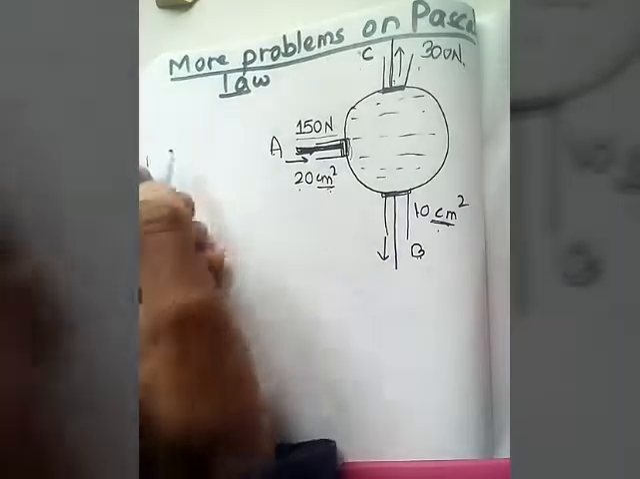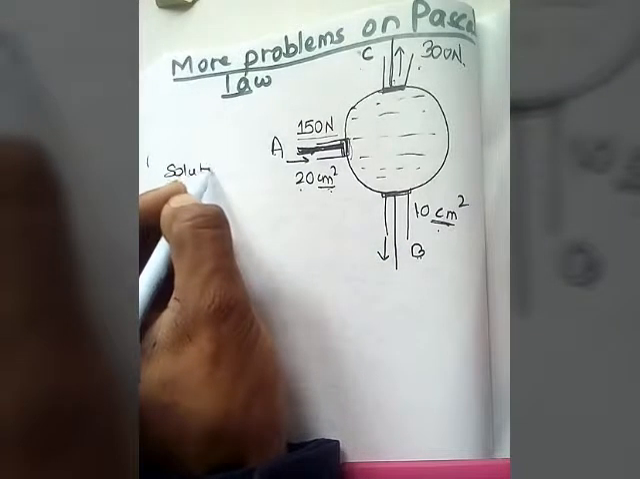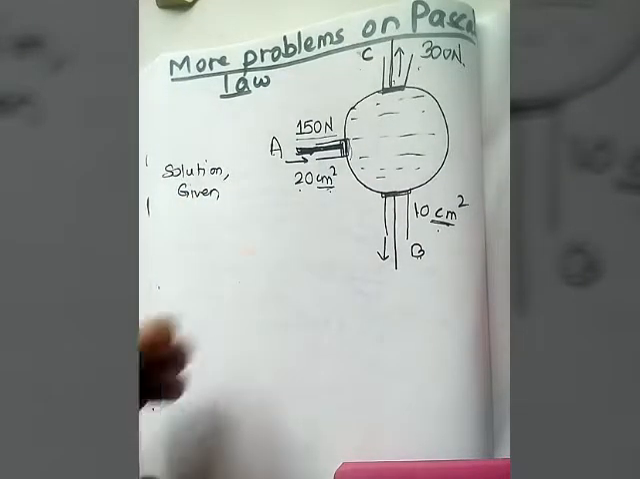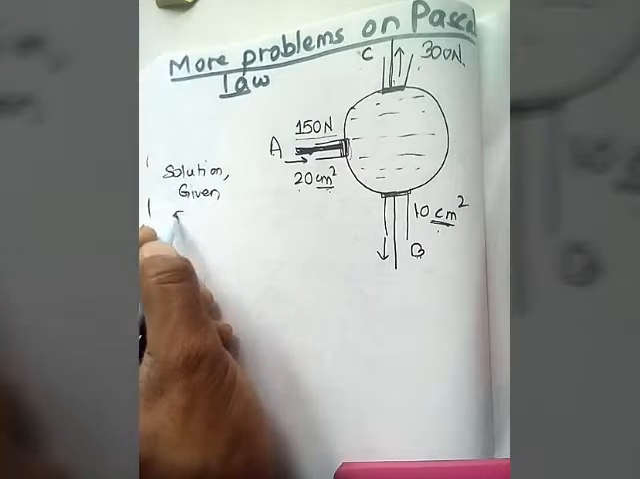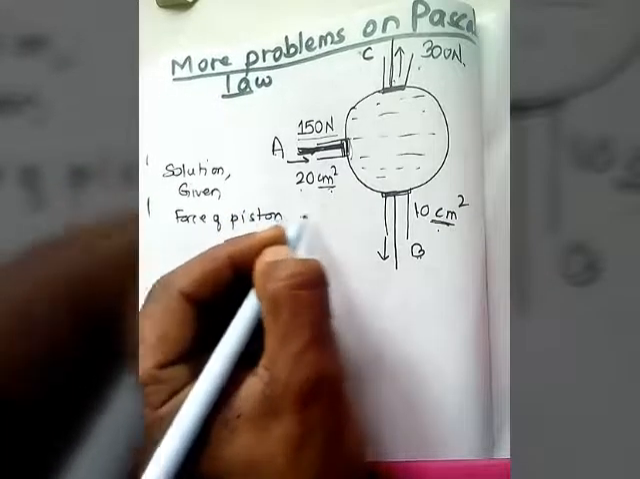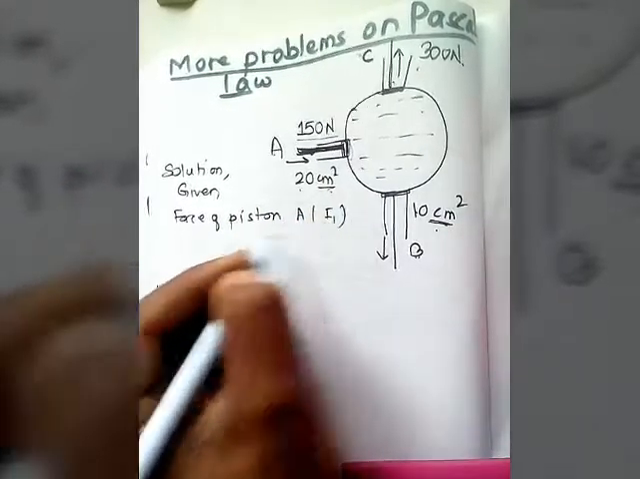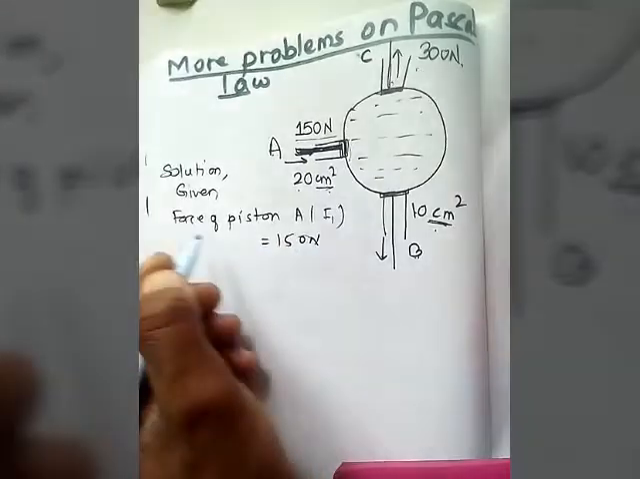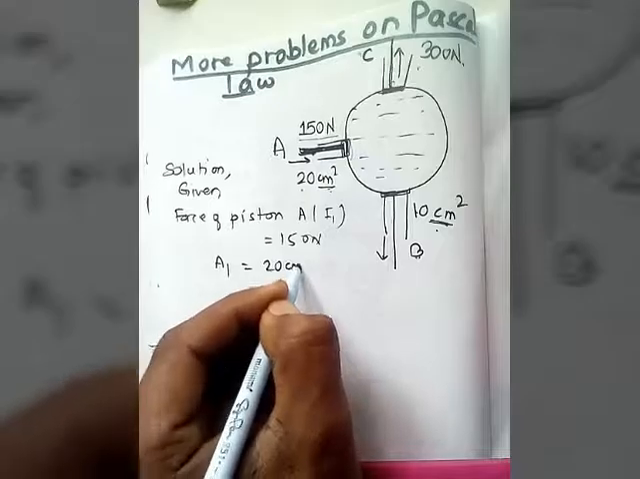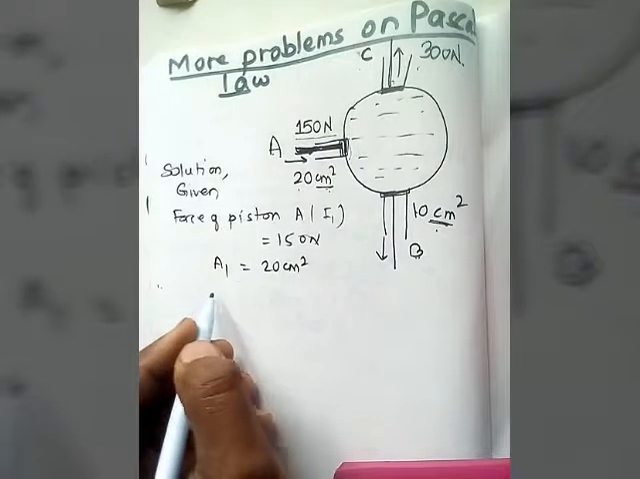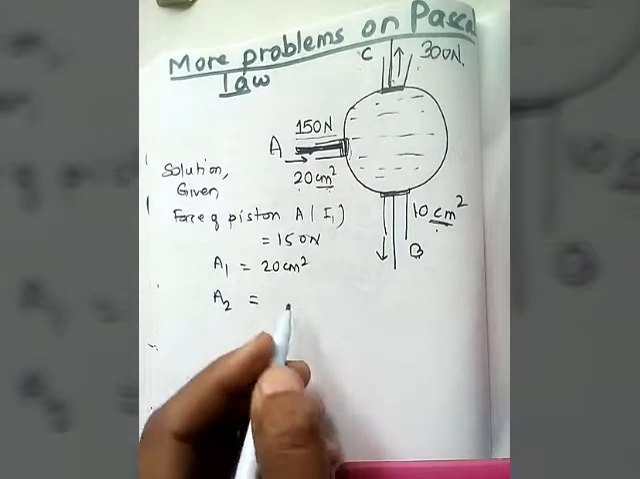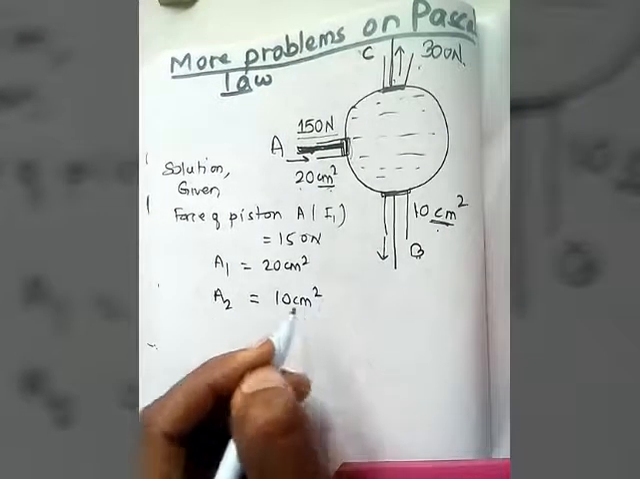We have to find the area of C and we have to find the force on B. Okay, so here is the solution. If you have to write the given, I think you can write it easily. No given information, still I'm just writing a few for you. Force on piston A, you can consider F1, so this is 150 Newton. Similarly area of piston A, consider A1, is 20 centimeters square. Similarly area of piston B, let's consider A2, so A2 is equals to 10 centimeters square.